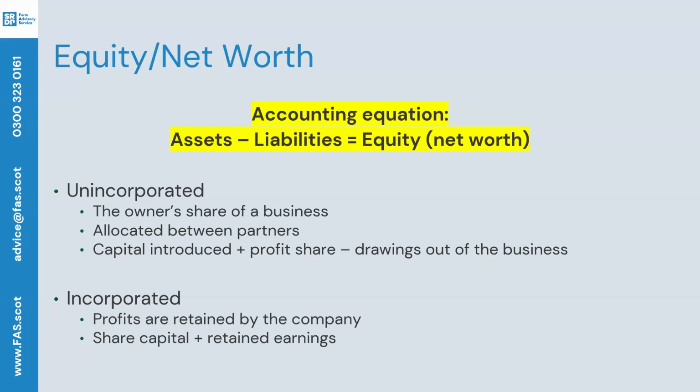But fundamentally, the accounting equation still works. It applies in both scenarios. So in the unincorporated business, I've talked about capital being introduced into the business. We add on the profit share, so what proportion of the profits you have. And then I mentioned drawings coming out of the business.